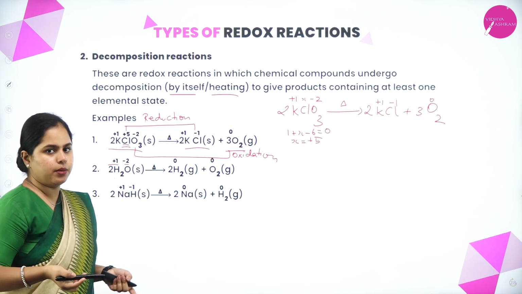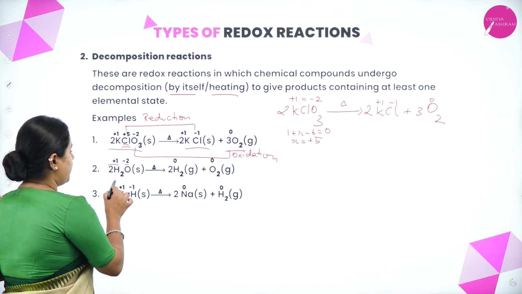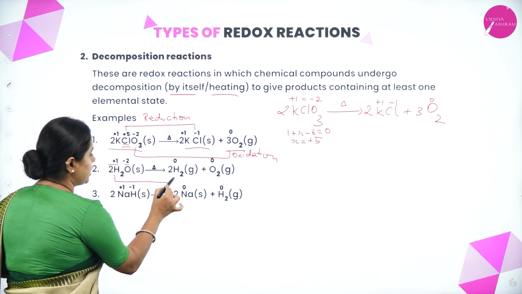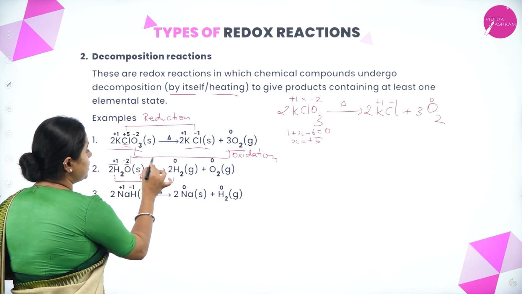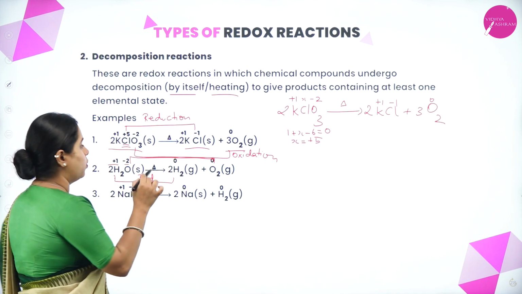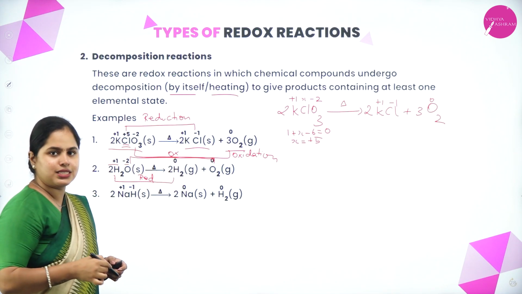Both of them are in their elementary state, so it is 0. So what happens? From +1, hydrogen has decreased to 0, so here reduction has taken place. And oxygen from -2 has increased to 0. So here what happens? Oxidation has taken place.